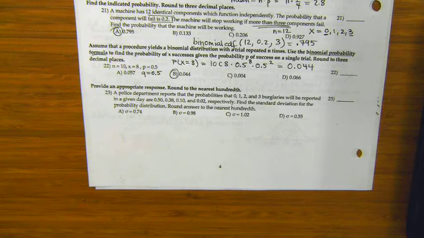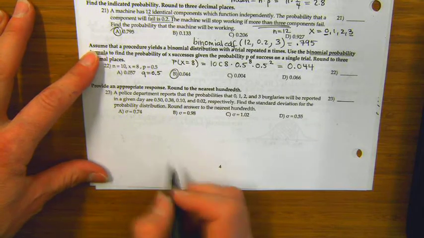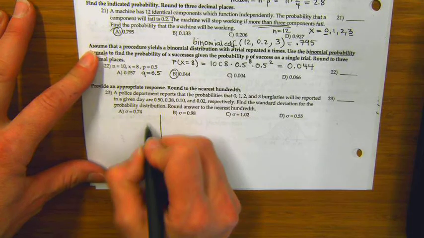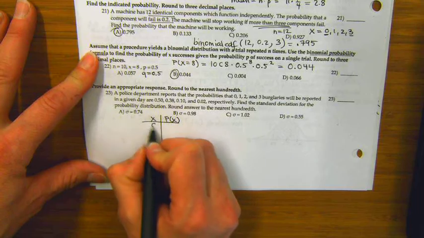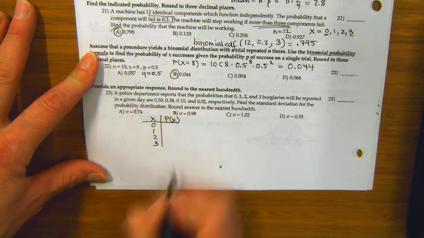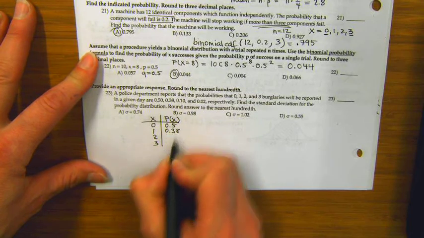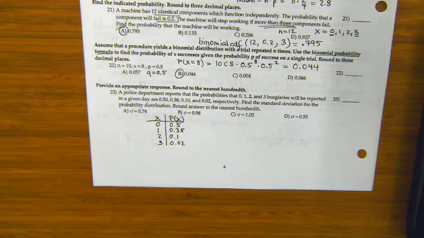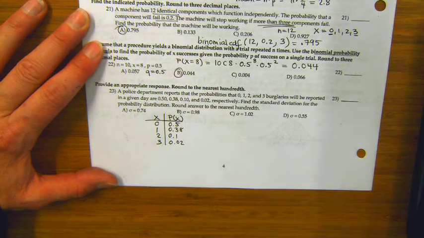A police department reports that the probabilities that 0, 1, 2, 3 burglaries will be reported in a given day are 0.5, 0.38, 0.1, and 0.02 respectively. We can put together our probability distribution. So x is our number of burglaries, and P of x was given next. These correspond over here. Then we should check to make sure this is a probability distribution. Each number is between 0 and 1, and they all add up to 1.